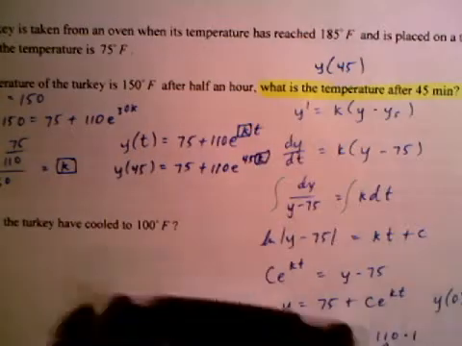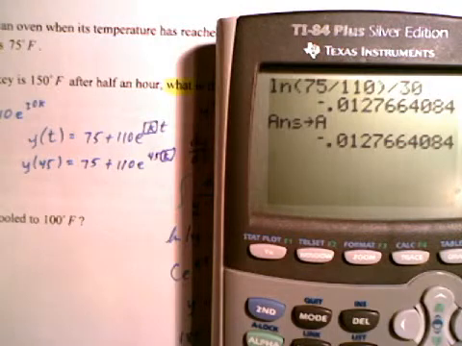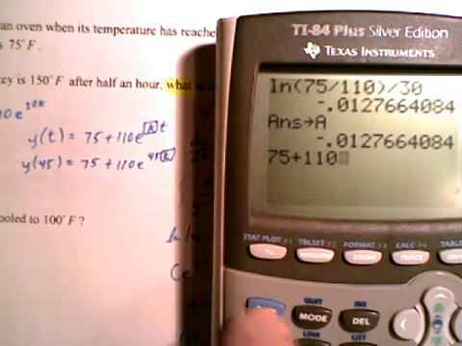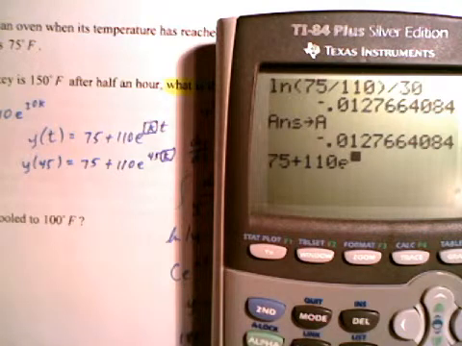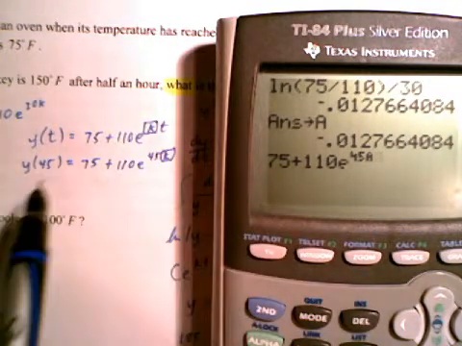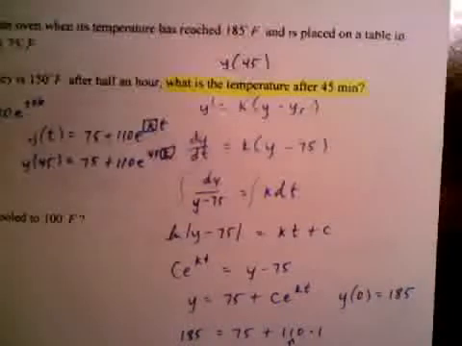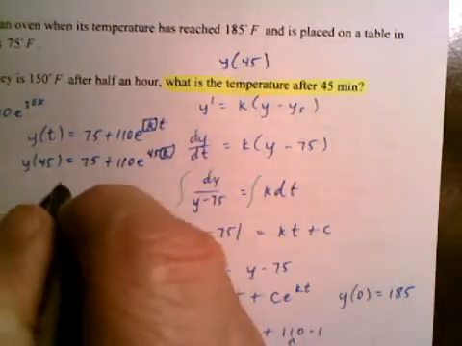And I'm going to go ahead and plug that in. I'm going to do it a different way this time: 75 plus 110 e to the 45k. That's actually a lot faster than plugging into the y1. But if you did need to use it again, plugging into y1, or letting y1 equal that function, is a good way to go. So we get 136.929. And what is that?